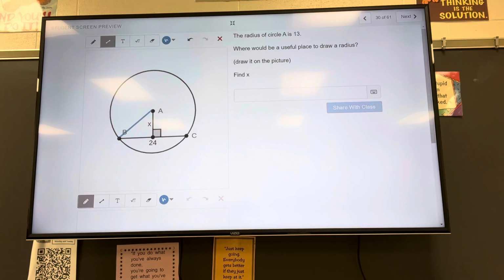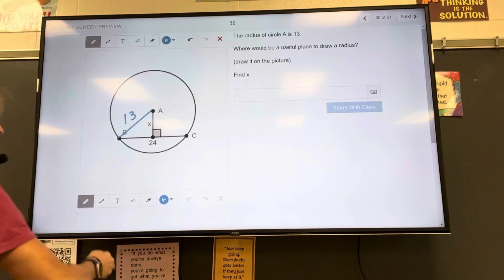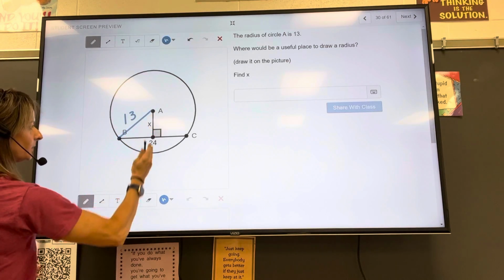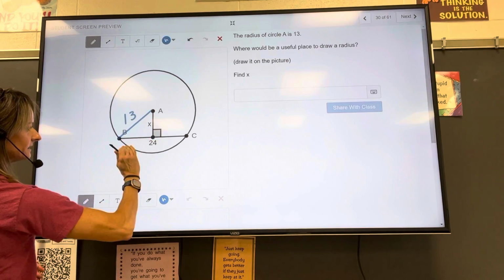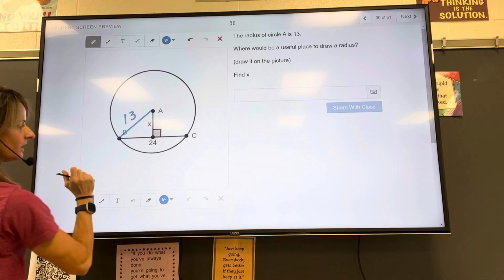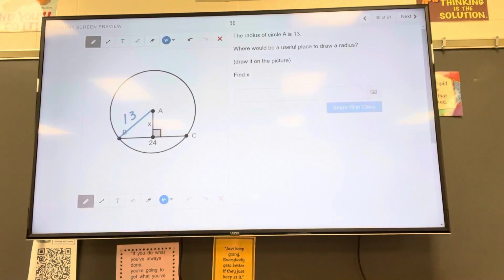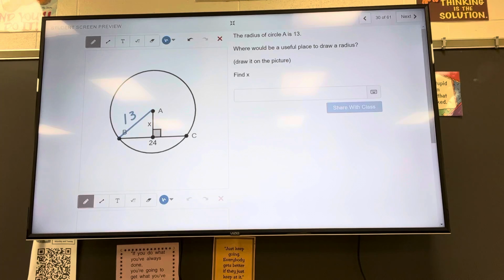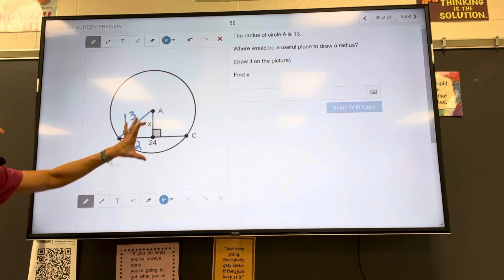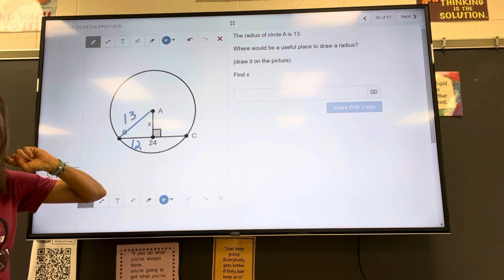They told us that the length of the radius is 13. And we just learned that if we cut a chord with a perpendicular segment, it bisects it. So if this chord is 24 units, then each of these segments will be 12. So I'm going to go ahead and write those in. Now, let's look at this problem. What information, we just put on this problem, what information can we use to find the length of x?